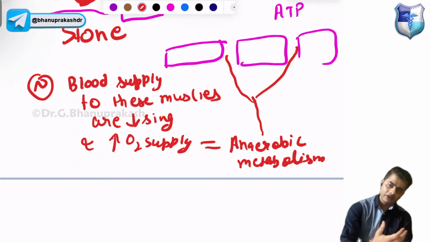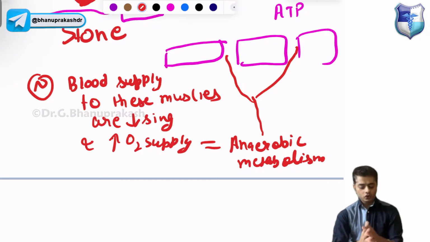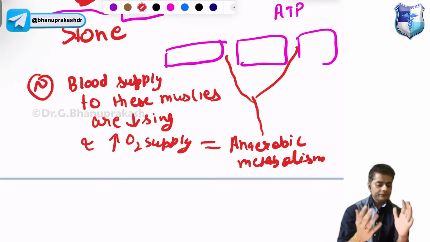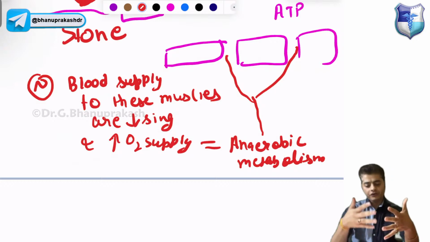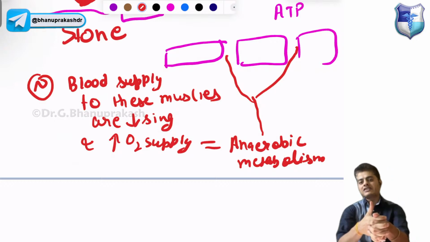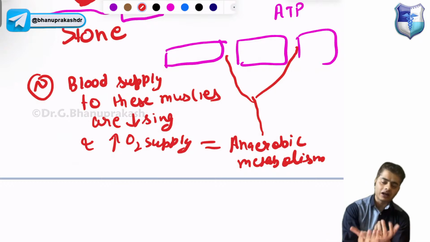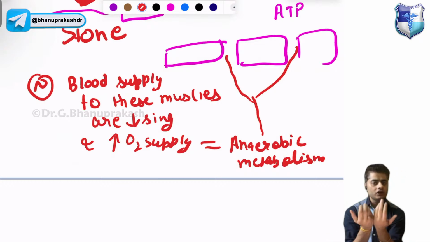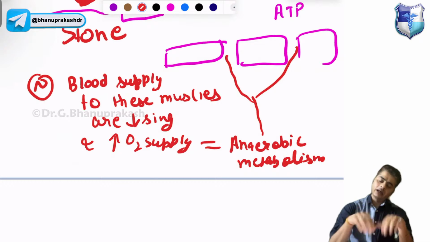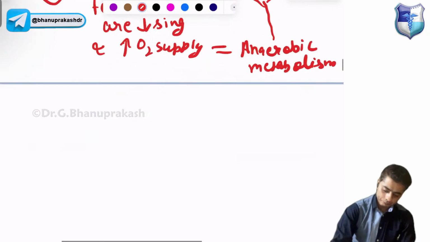Whenever this stone is relieved, goes away, or the bile drains, the pain will subside. So think of it as a muscle which wants to contract, but when it contracts, it squeezes the blood vessels also, so blood can't go. Anaerobic metabolism will start and pain will be there. As soon as this obstruction is relieved, the pain will subside.